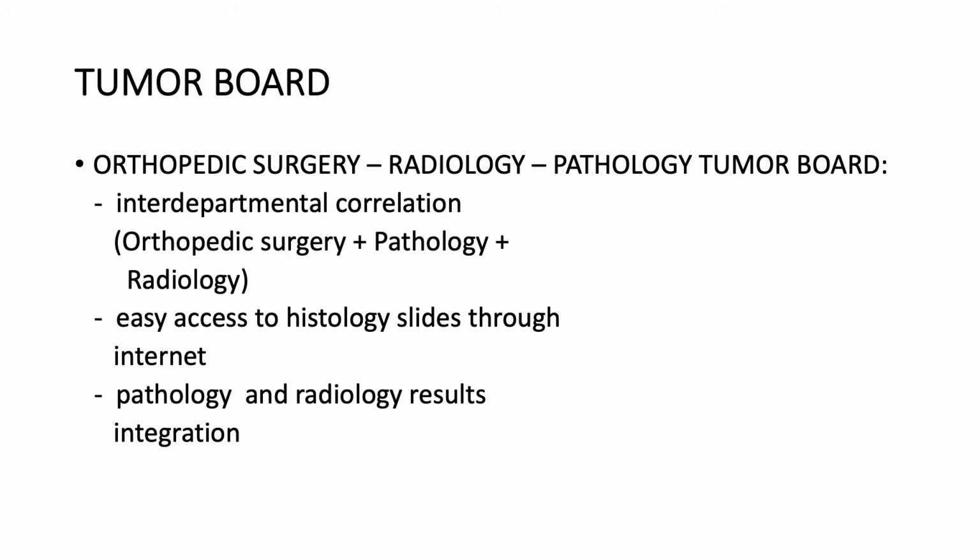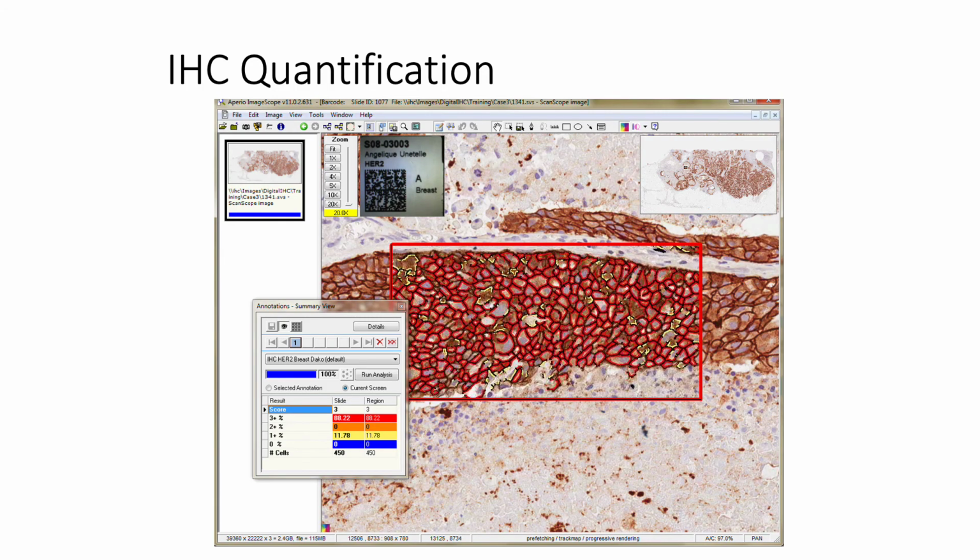Other aspects of digital pathology are tumor boards. It really helps to build good pathology, radiology, and surgery teamwork. It helps to better understand the histopathology of the case when you can evaluate whole slides digitally and build better understanding between subspecialties. Digital immunohistochemistry quantification would allow for improved workflow and more accurate results.